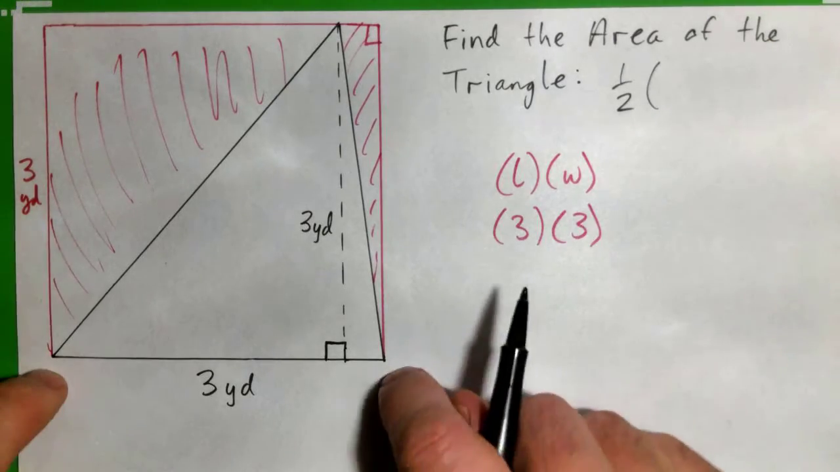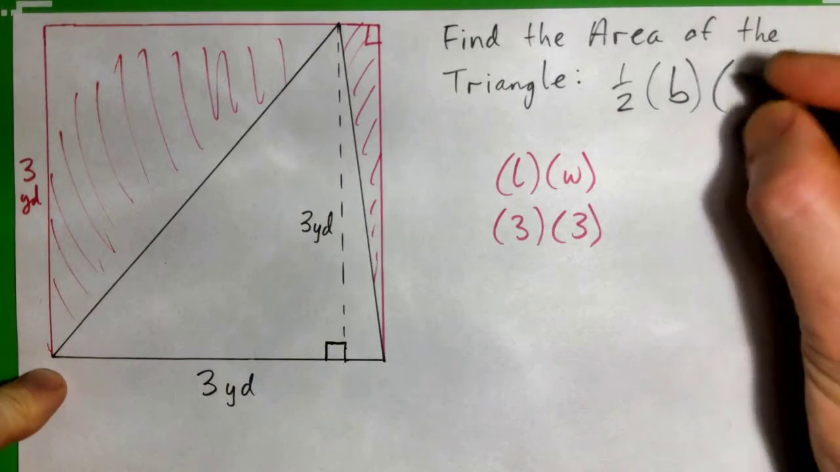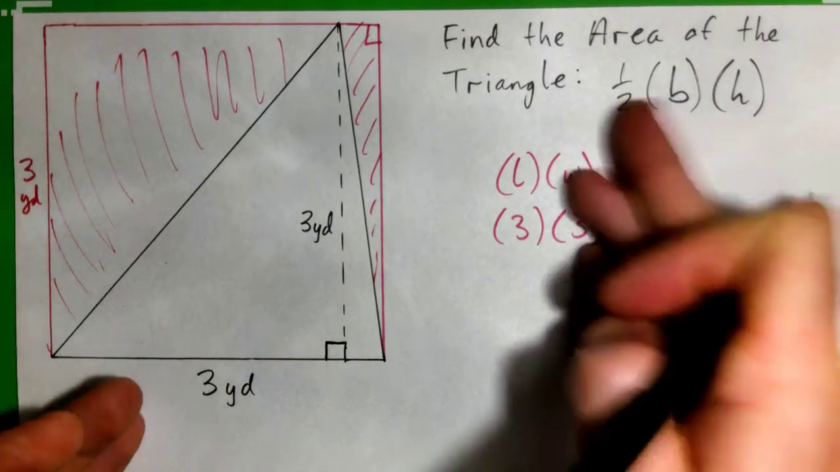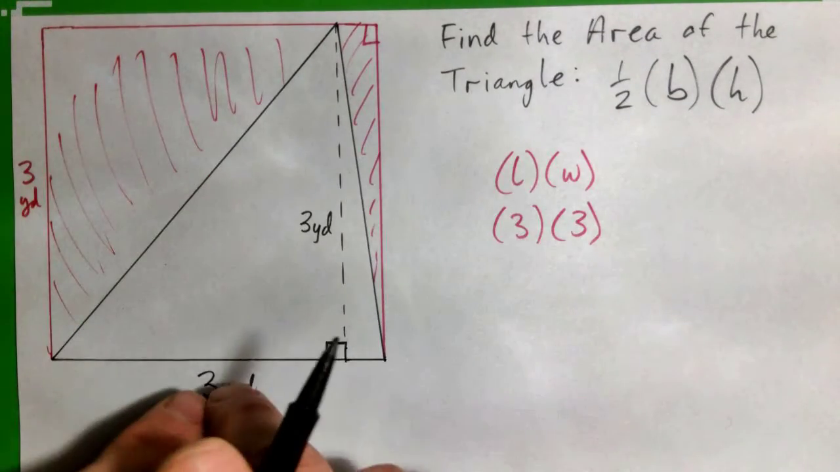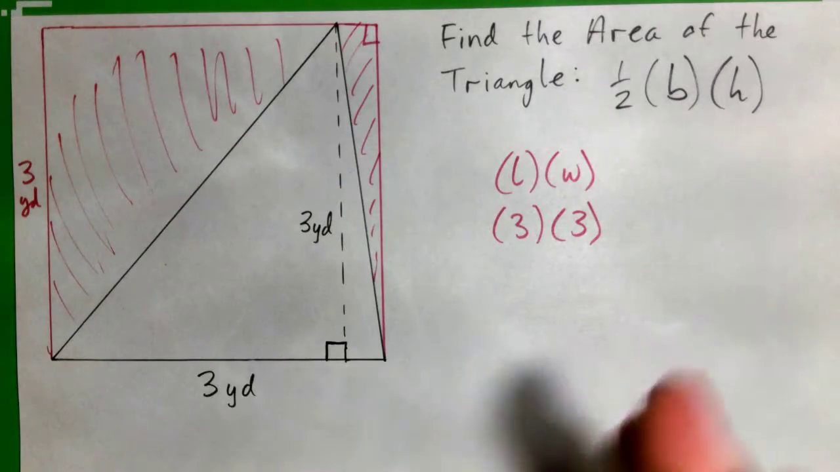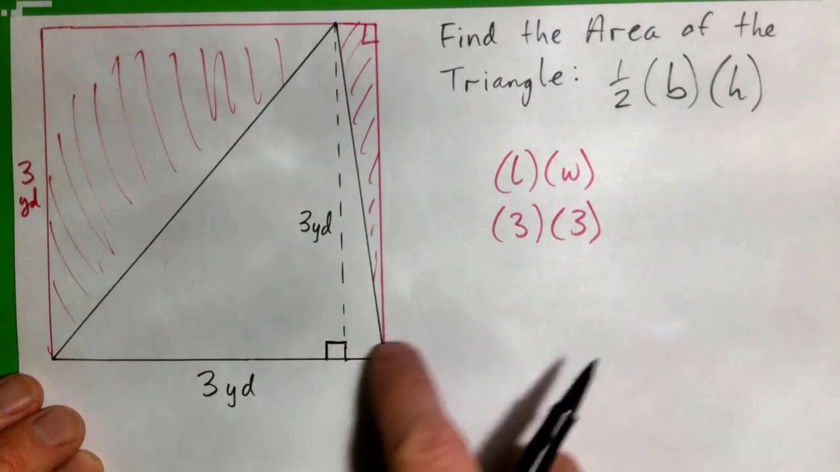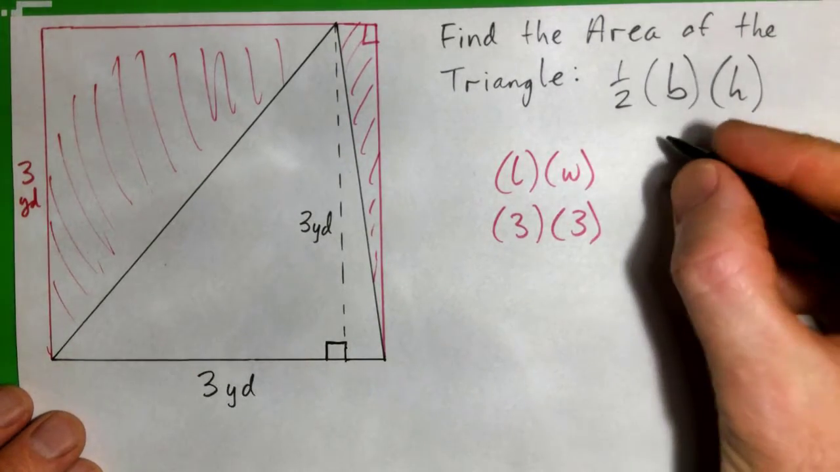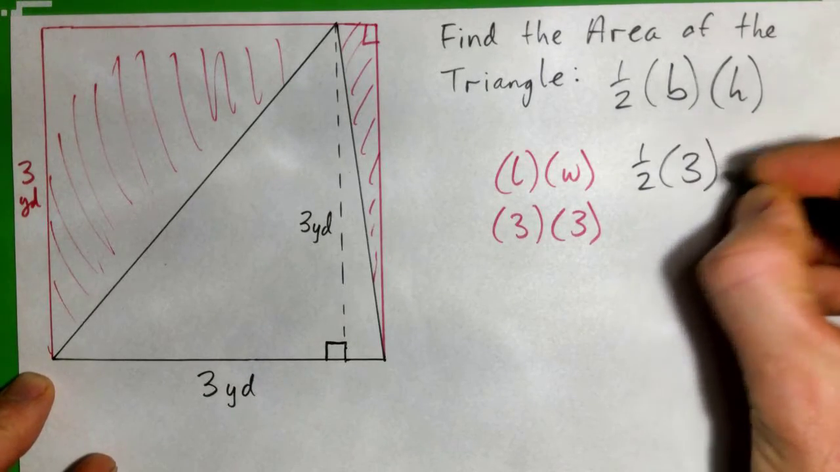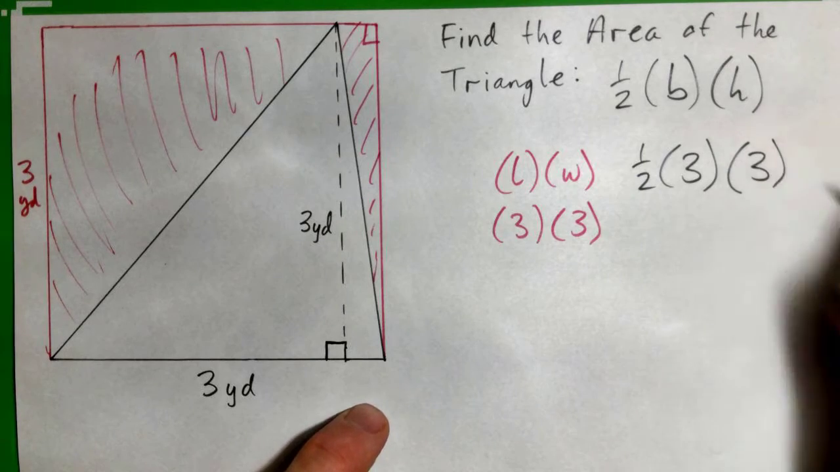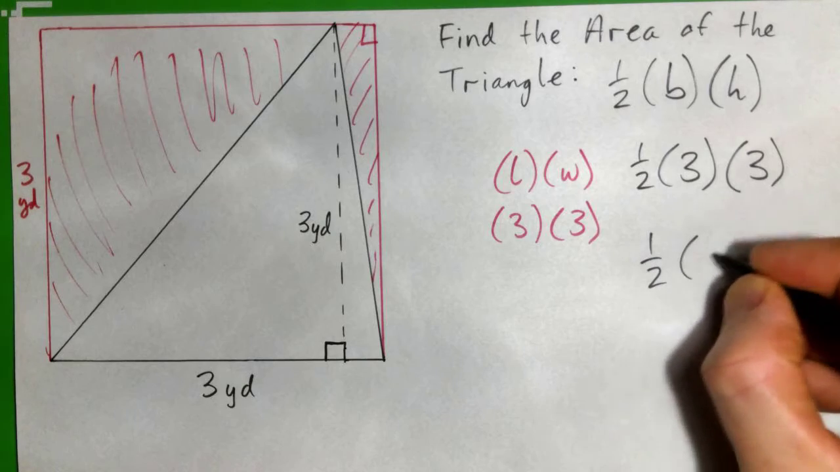And we call this the base, B for base, and we call this the height of the triangle, the perpendicular height. So the area of every triangle is half times the base times the height, and that's because for every triangle you can draw a rectangle around it and show that it's half of the area of a rectangle that would enclose that triangle. So a half times the base, which is 3, times the height, which is 3. A half times 3 times 3. I'm just going to multiply the 3's, and it gives me a half times 9.